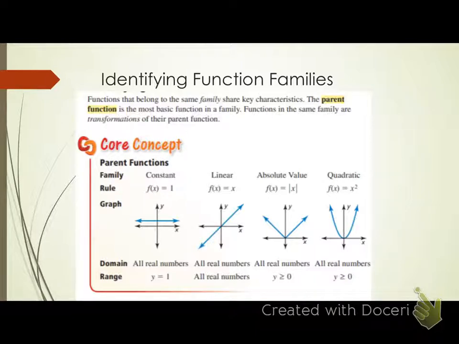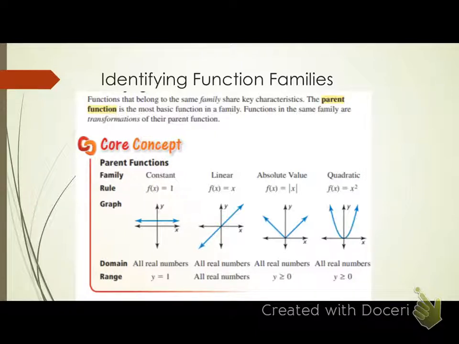I would have this chart written down, or at least, if you can't see it, write it down from your textbook, or write it down from the notes later on. I'd have this little chart written down. It tells you what the family name is, what the rule is, the actual function of the parent function, what the graph of the parent function looks like, and the domain and range of the parent function.